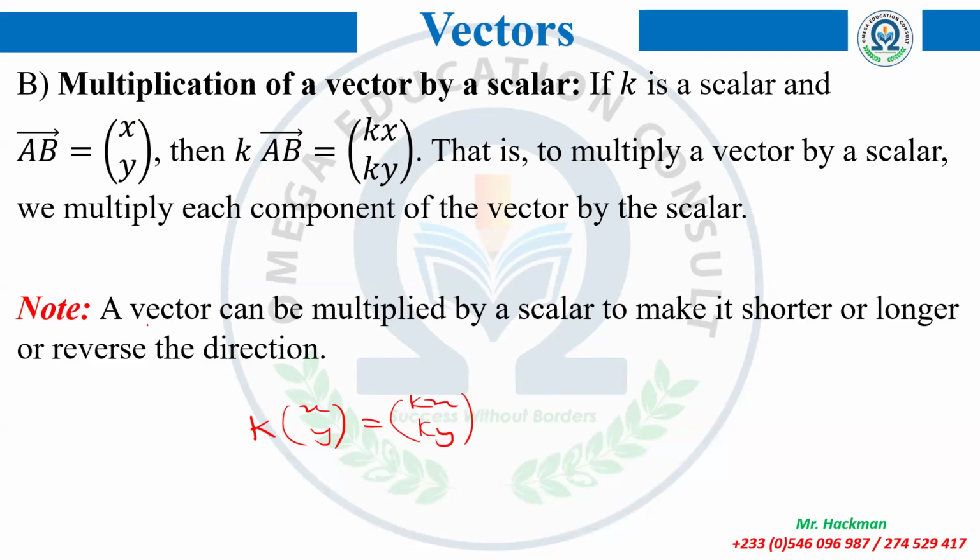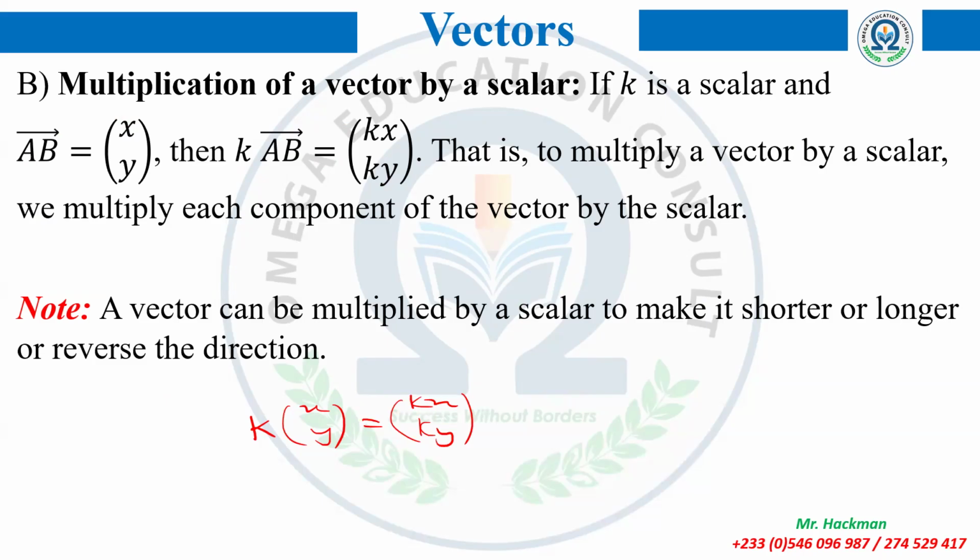Note, a vector can be multiplied by a scalar to make it shorter or longer or reverse the direction. So if your scalar is a positive whole number, it is going to make your vector longer. Take note, if your scalar is a fraction, it's going to make your vector shorter. If your scalar is negative, it's going to change the direction. So take note, that's just extra information that you've been provided.